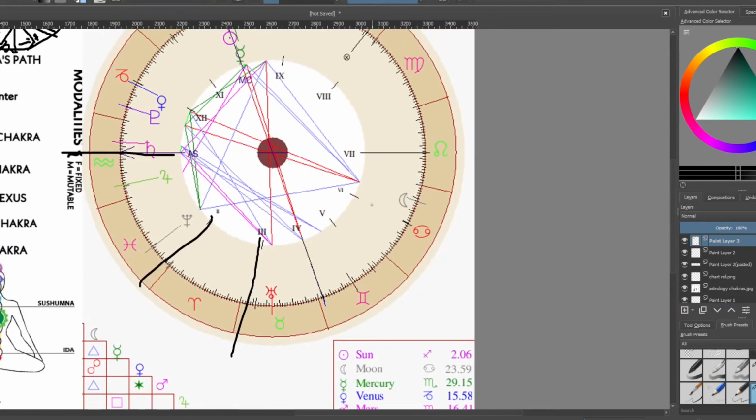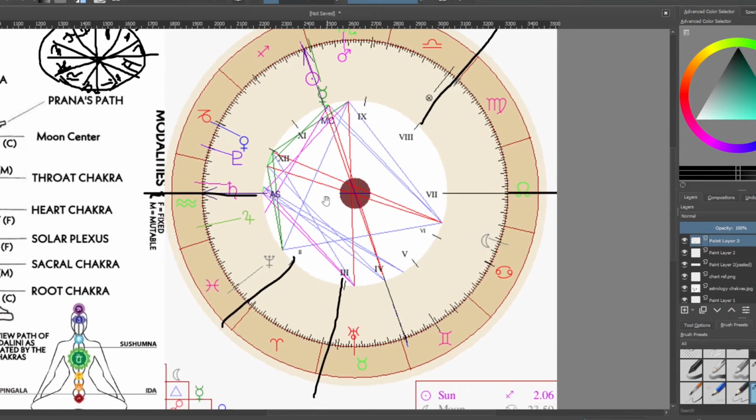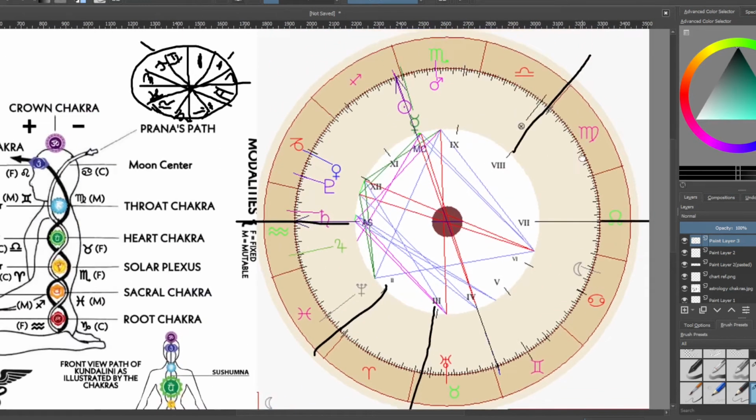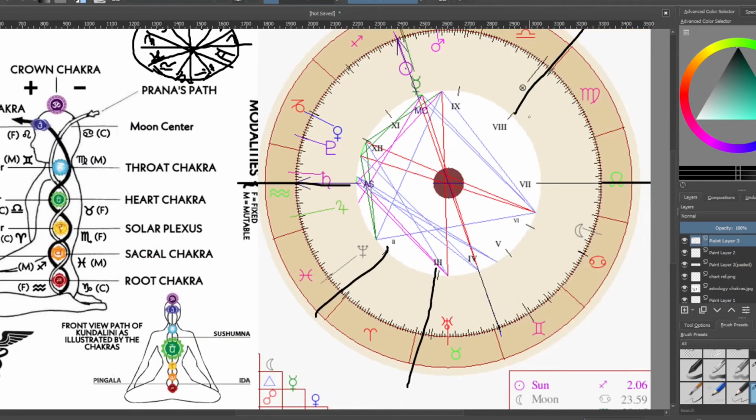Let's look at another interesting thing. So let's look at relationships, or marriage, I should say, more intimate relationships and marriage. Now this person's intimate relationships and marriage is in Leo and Virgo, which is here and here. And they have no planets here, which is okay.